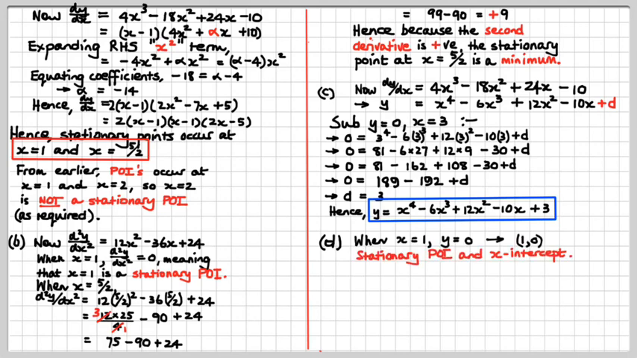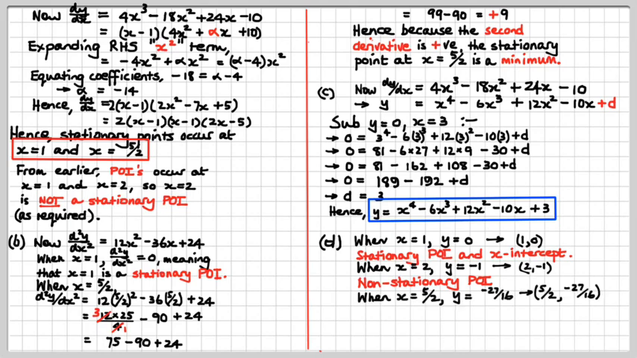When x is 1, if you substitute that in, you get y as 0. So not only is it a stationary point of inflection, it's actually an x-intercept. How interesting. That's very good. When x was 2, remember that was also a POI but not a stationary one. So we get y as minus 1 by substituting into here. Very good.